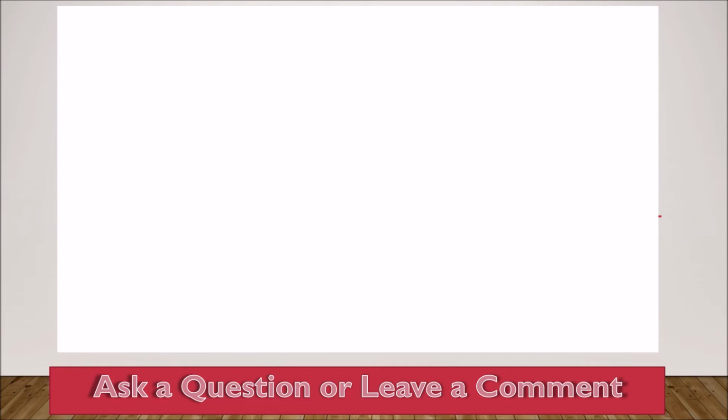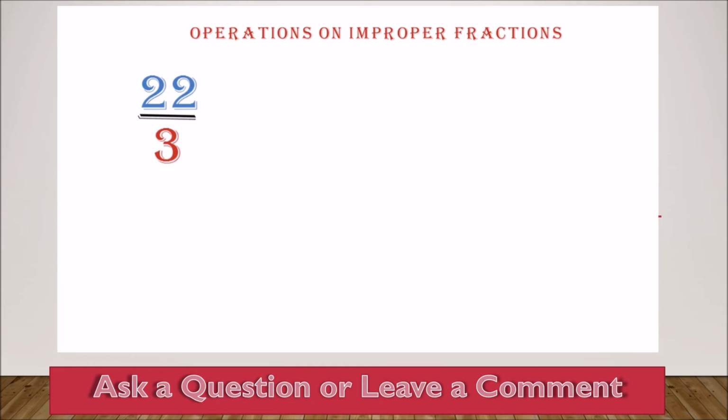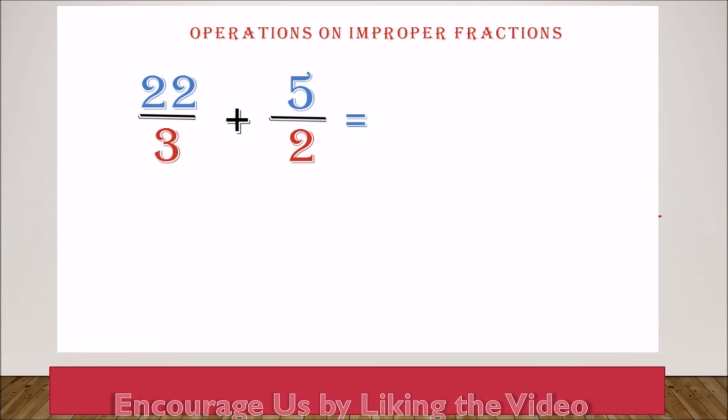Let's move on. Operations on improper fractions. Since improper fractions are just like proper fractions, all operations are performed in the exact same way. So, you will have 22/3 plus 5/2. In the same way, you will add 3/7 plus 2/9.